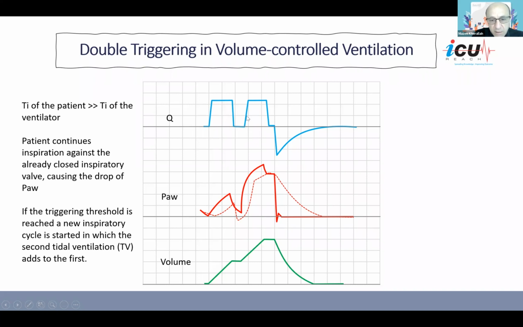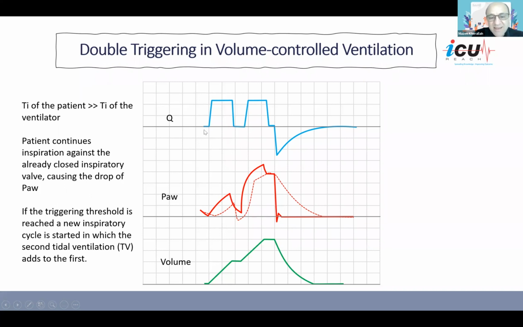And you will see another breath after that, exactly similar to the first one. And this is flow over time. Now this is volume control mode of ventilation. We deliver the volume, and this is the pressure required to deliver the volume.